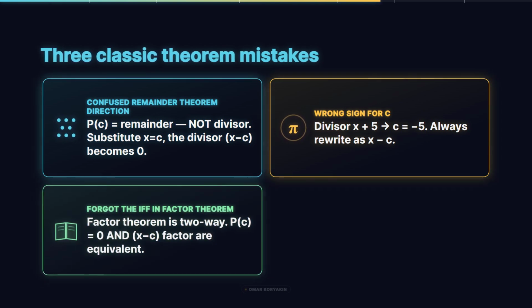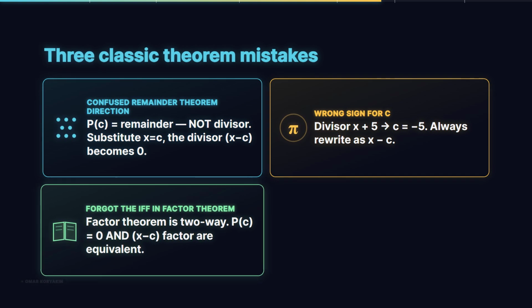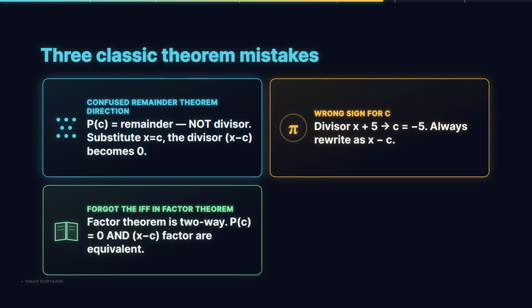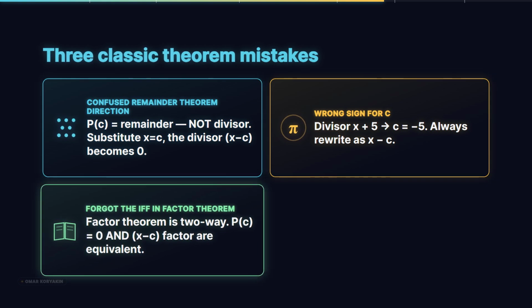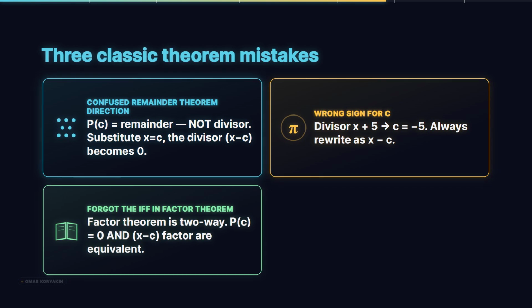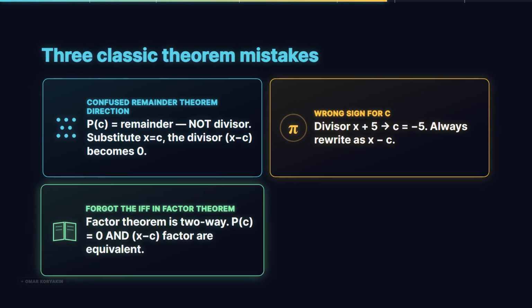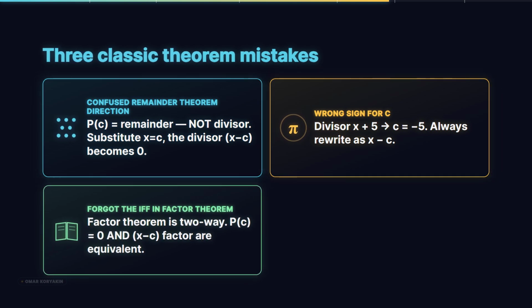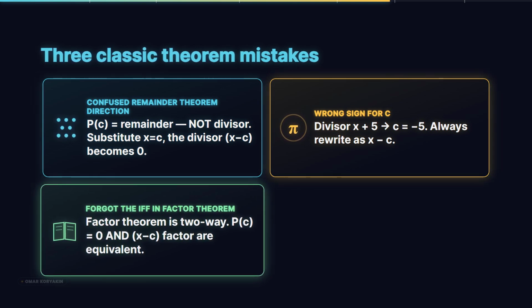Third mistake: forgetting the if and only if structure of the factor theorem. A student knows that if x minus c is a factor, then p of c is 0, but does not remember the converse: if p of c is 0, then x minus c is a factor. Both directions are part of the theorem, and the converse is what makes the theorem useful as a root testing tool.